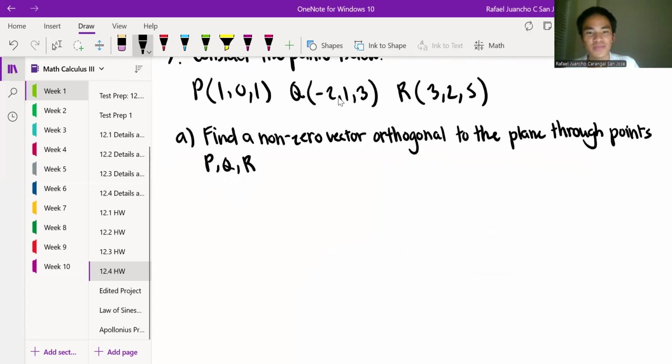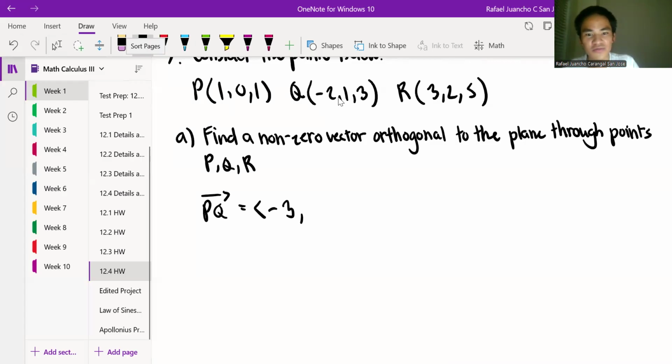So what I'm going to do is a cross product of vectors PQ and PR. So first I'm going to find what PQ is. Well, we look at their changes, right? So we have -2 and 1. How much does it take to get from 1 to -2? So -2 minus 1 is -3. So 1 minus 3, this is -3. 1 minus 3 is -2.